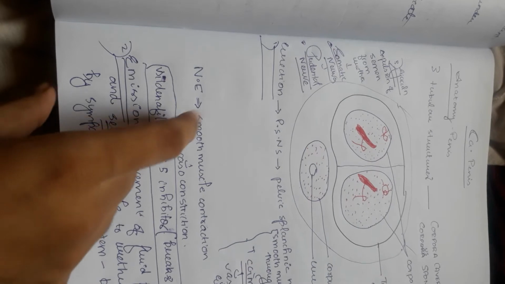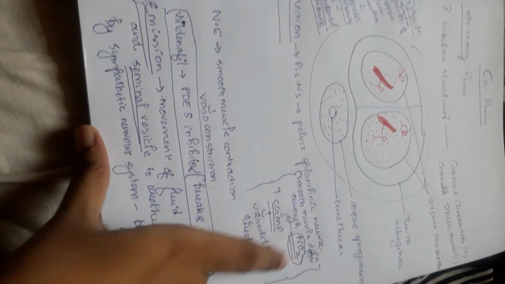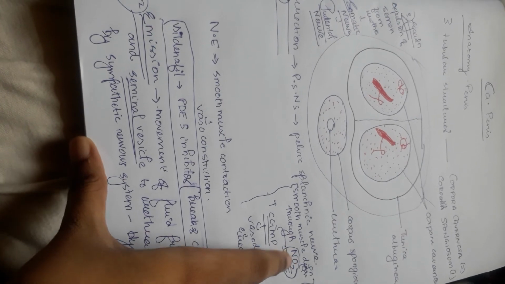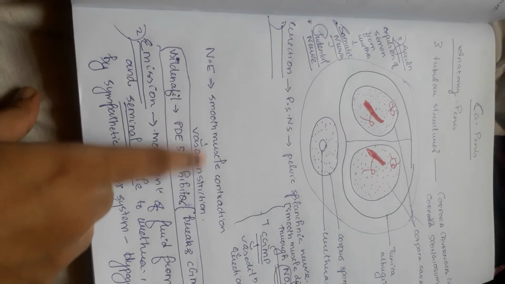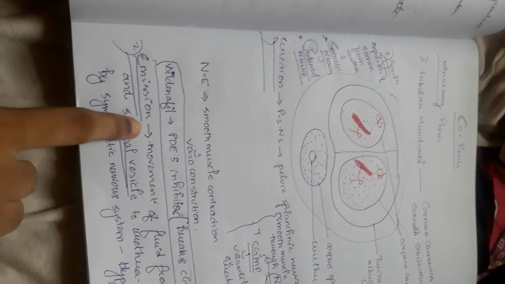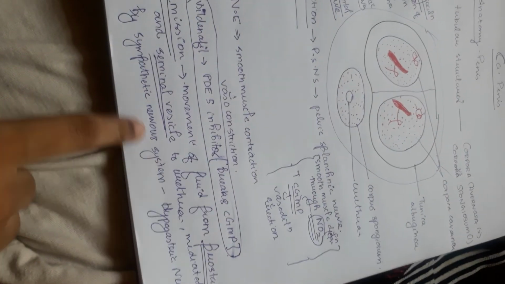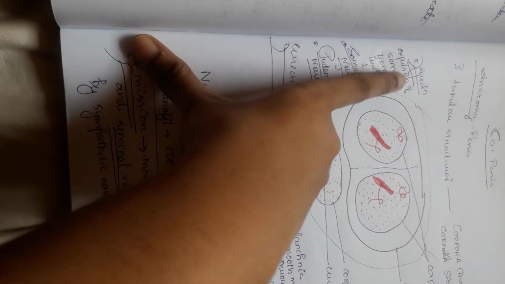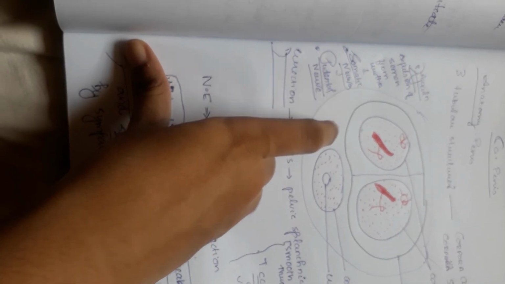So there are three terms: erection, parasympathetic nervous system, pelvic splanchnic nerve, mediated by nitric oxide, cyclic GMP, sildenafil. Emission is maintained by sympathetic nervous system, hypogastric nerve. Ejaculation is maintained by somatic nerves, mainly pudendal nerve.